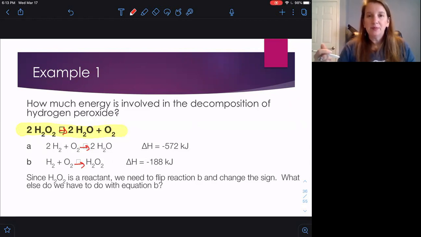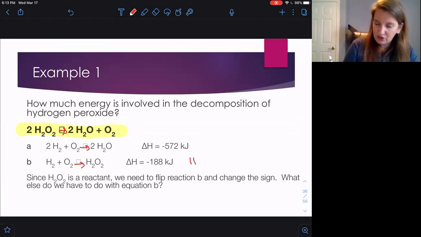So when you're looking at the steps, they're not necessarily written in a way that makes sense to the final overall reaction. First off, it's a decomposition of hydrogen peroxide, so hydrogen peroxide has to be a reactant in our overall reaction. Well, when you look at step B, it has the hydrogen peroxide as a product. So we had to flip that reaction in order to get the hydrogen peroxide on the reactant side. We're going to make it H2O2 decomposes to make H2 plus O2.